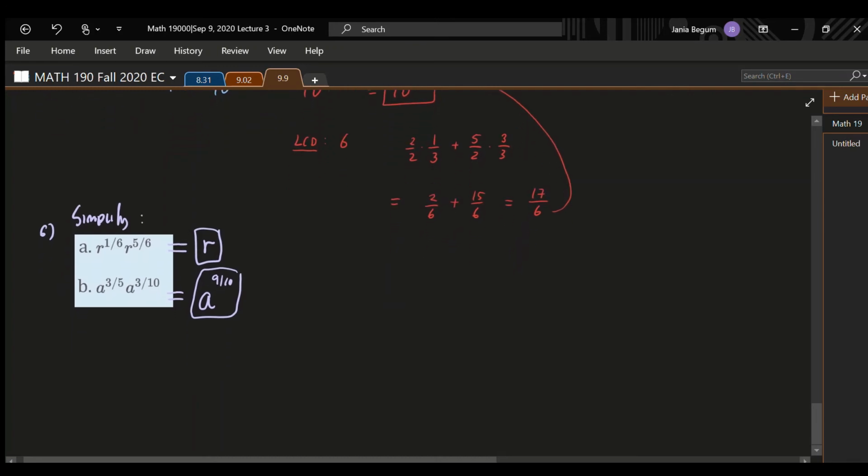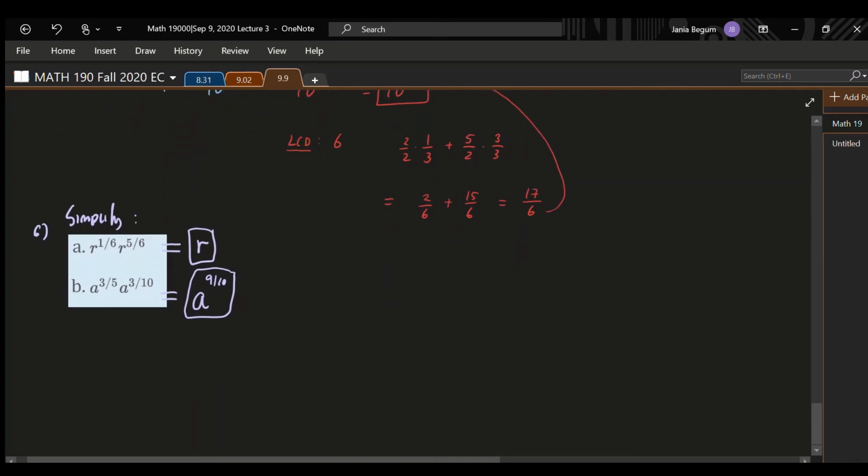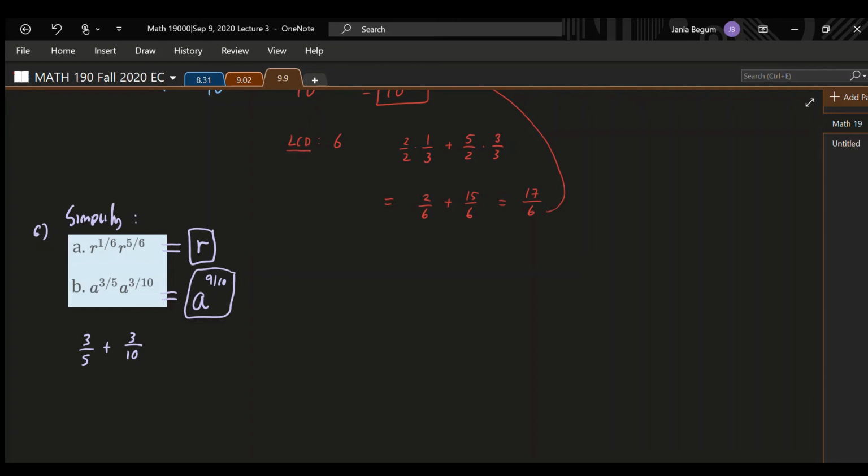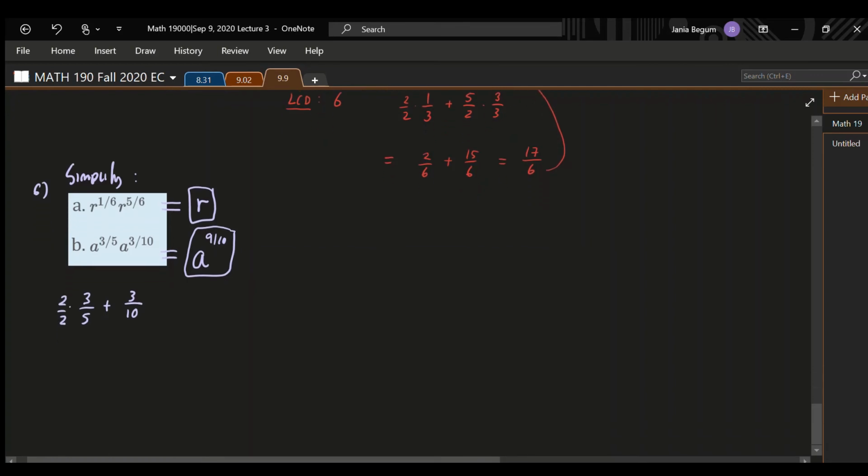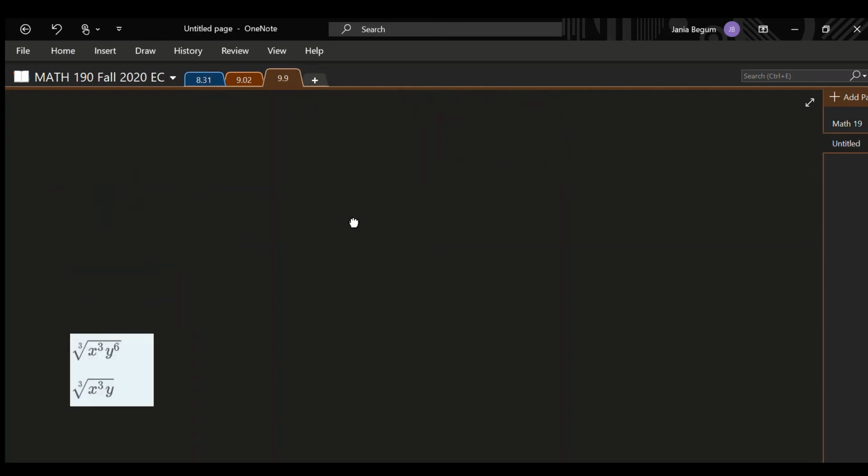Now for B, you have to do a little bit of work because the denominators are not the same. So we're adding them. So we have 3/5 plus 3/10. So what's the LCD to add these fractions? 10. Right. So we multiply this one by 2 over 2 because it doesn't have 10 yet. And that will give you 9 over 10. So absolutely. Good job. Makes sense, right?